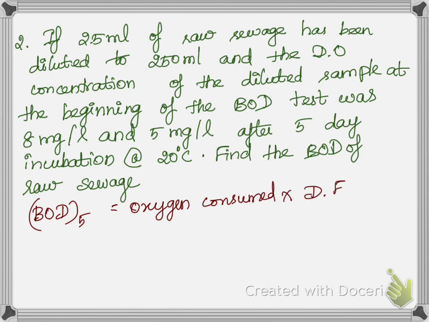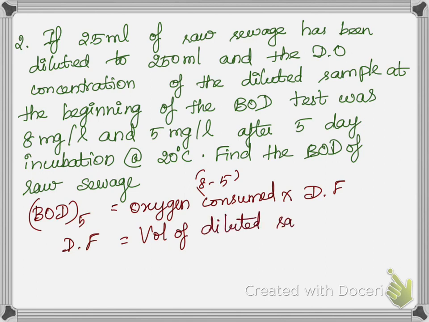If you see in this problem, the oxygen consumed you can easily determine, which is nothing but 8 minus 5 milligram per liter. But the dilution factor is not given to us in the problem, so we have to determine it. How to determine the dilution factor? It's going to be very simple. Dilution factor is equal to volume of diluted sample divided by volume of undiluted sample.